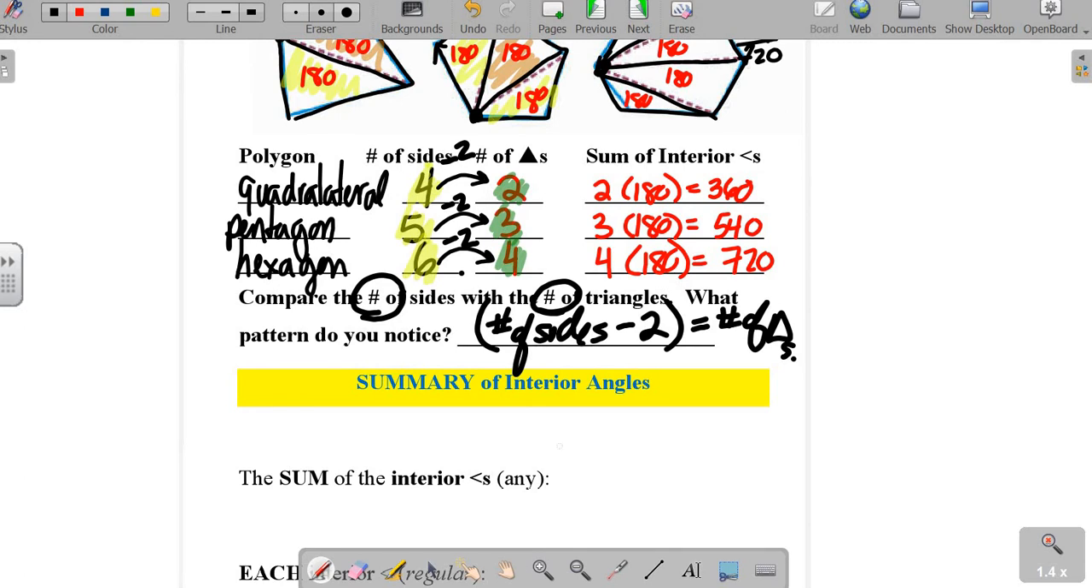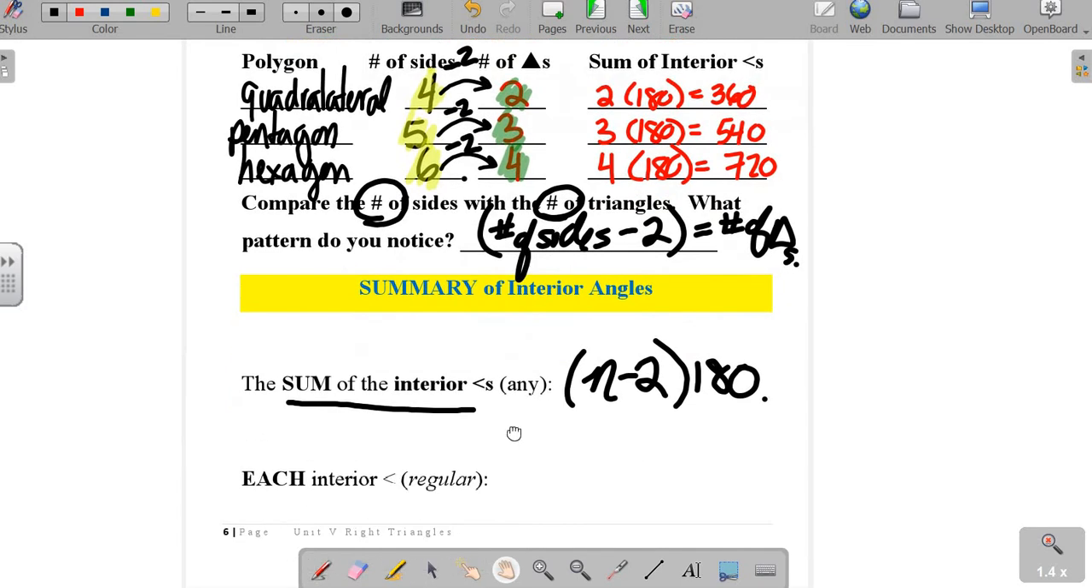We take the number of sides, we're going to use n for number of sides, minus 2. That will give us the number of triangles times 180. So the number of sides minus 2 times 180. This is to find the sum of the interior angles.